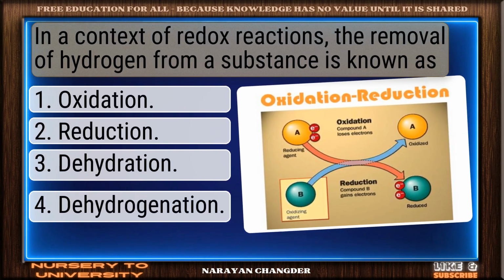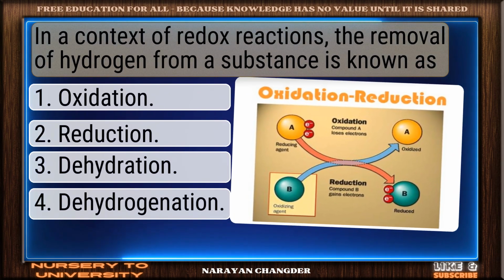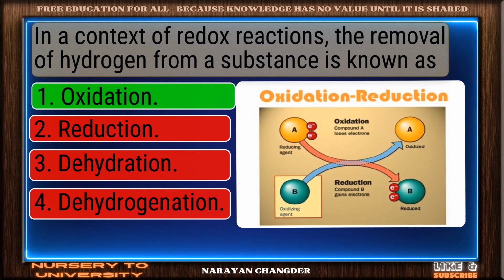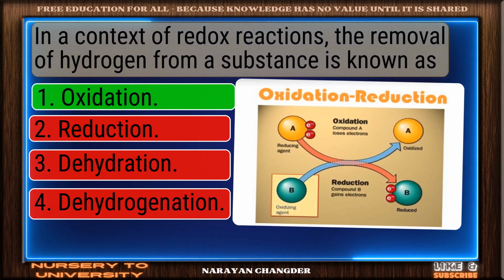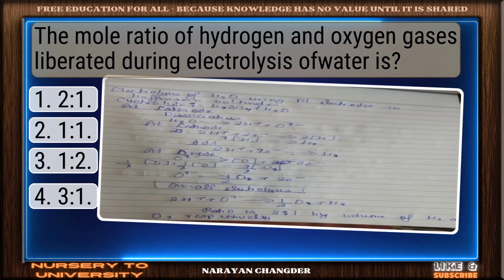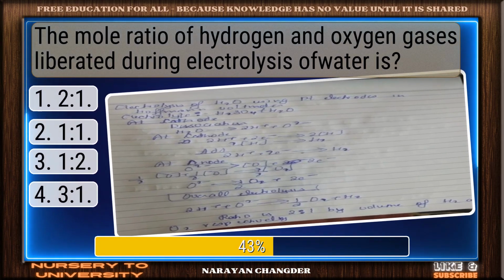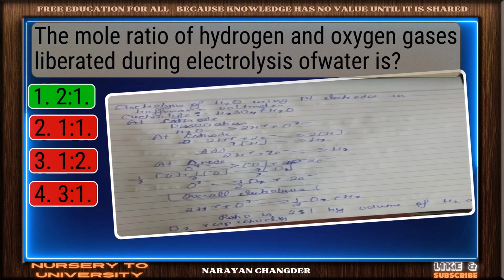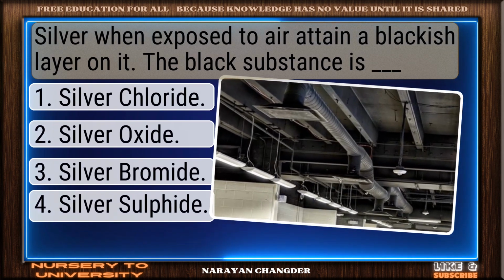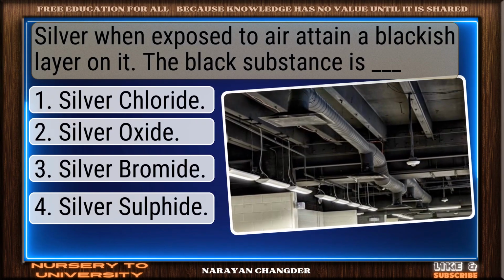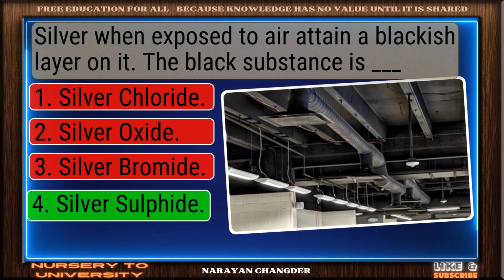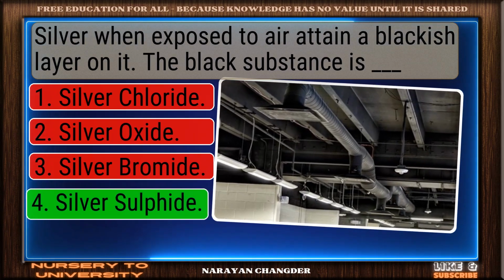In the context of redox reactions, the removal of hydrogen from a substance is known as. Perfect. Oxidation is the one. The mole ratio of hydrogen and oxygen gases liberated during electrolysis of water is. Smart pick. 2:1 is correct. Silver, when exposed to air, attains a blackish layer on it. The black substance is dash. Nice work. Silver sulfide fits perfectly.